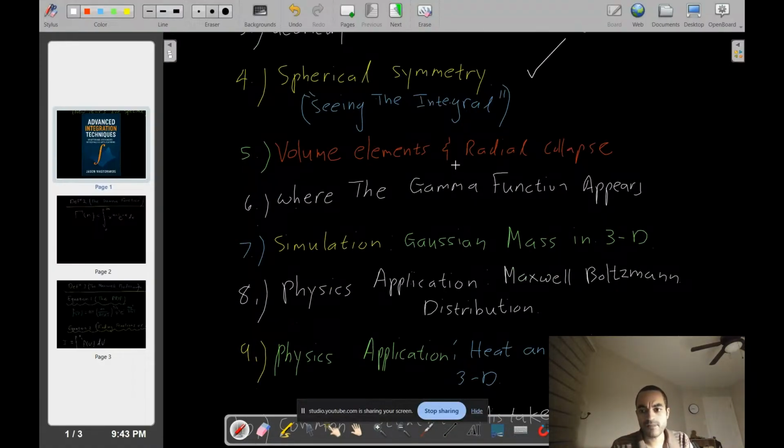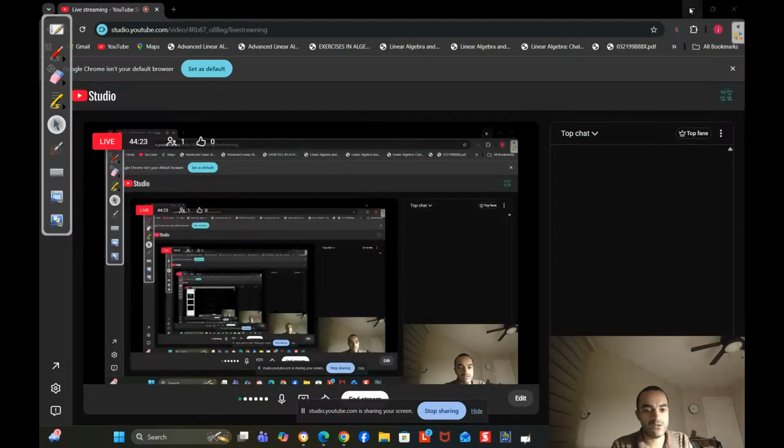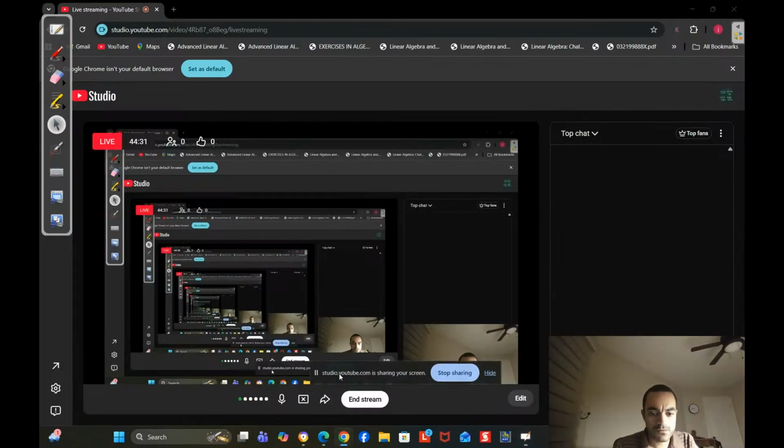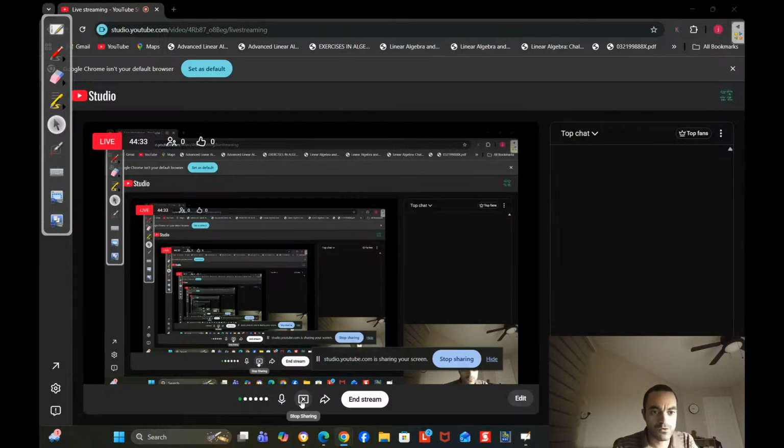Now we're looking at volume elements and radial collapses. So what do I mean? We're going to be looking at something like this. Let's go to the desktop.